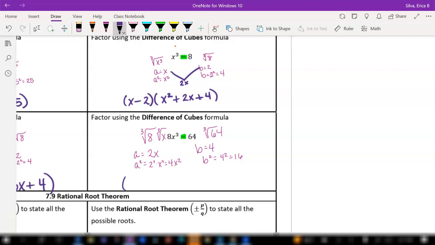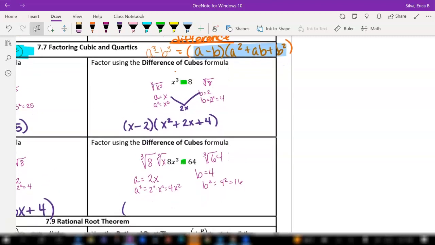So we get our a, according to the formula, 2x, subtract our b, which is 4. Then we get our a squared, which is 4x squared. We're going to add a times b, that is 8x, and then plus b squared, which is 16.